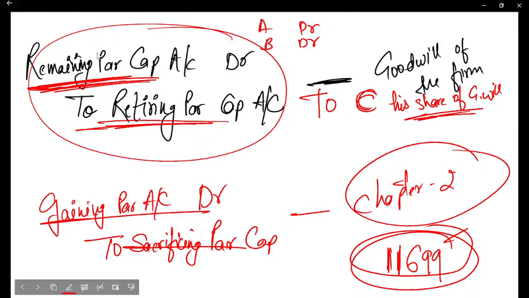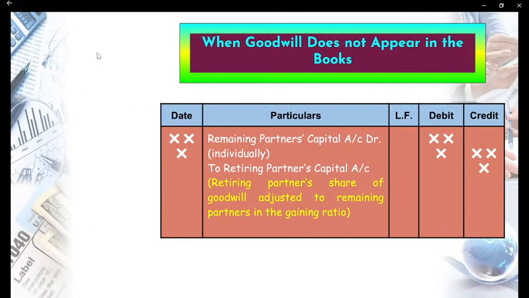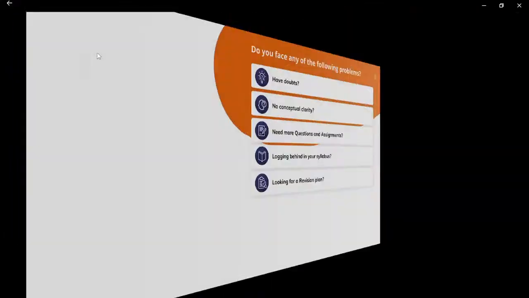So I hope that it is clear to everyone, and here we can see the journal entry. When goodwill does not appear in the books, the journal entry is remaining partner capital account debit. They will be debited individually. A account debit, B account debit to retiring partner capital account. जो भी partner retire हो रहा है C, he or she will be credited. So this is the journal entry, remaining partner debit to retiring partner capital account. So let's solve a question now.